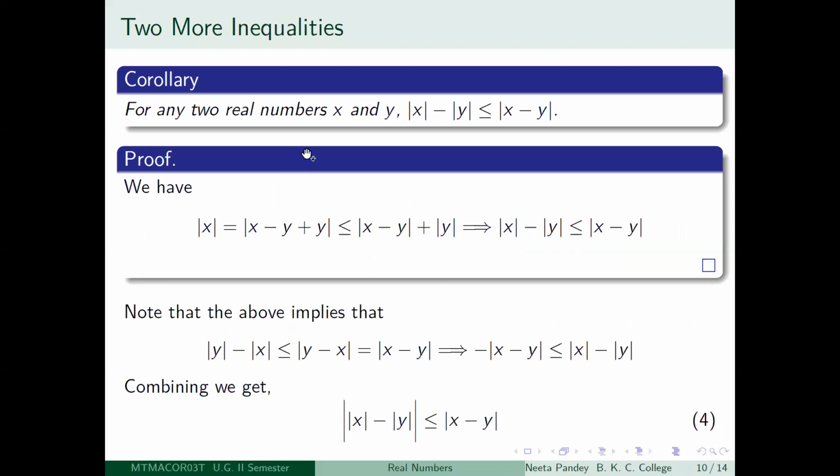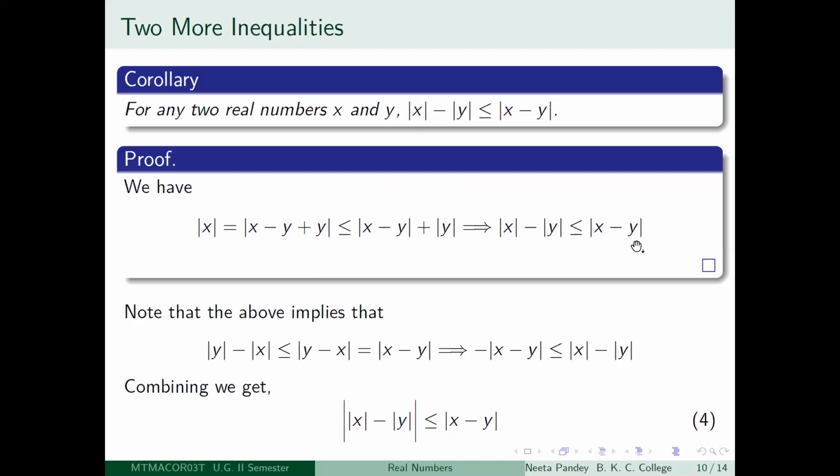First of all, notice that if I take any two real numbers x and y, then I can write mod x as mod of x minus y plus y. So let x minus y be one number and y be another number. Then use triangle inequality. This becomes less than or equal to mod x minus y plus mod y. So just subtract mod y from both sides. What do you get? Mod x minus mod y is less than or equal to mod x minus y.